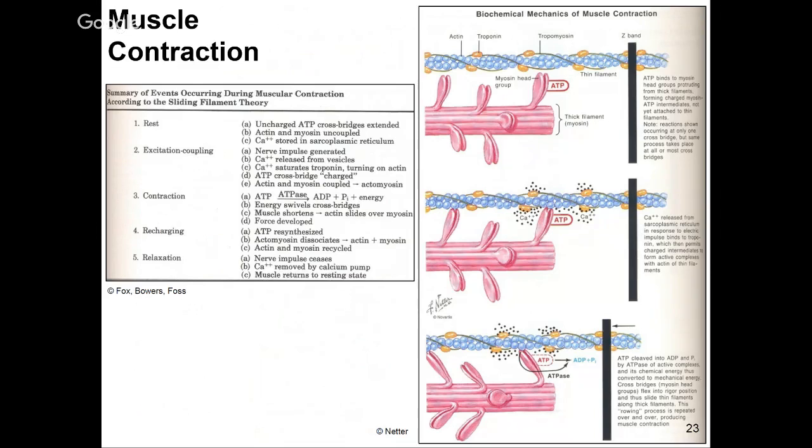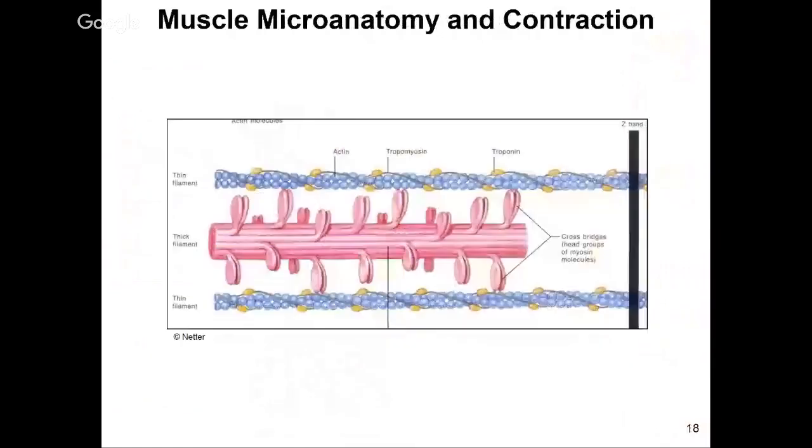Those heads will pull on the actin, the blue filament there. They'll pull it like a rope, and then they release after the ATP is used up and discarded. Then the myosin heads let go, and then they'll reach again to pull once more. Anyway, that's the basic process for how your muscles contract.